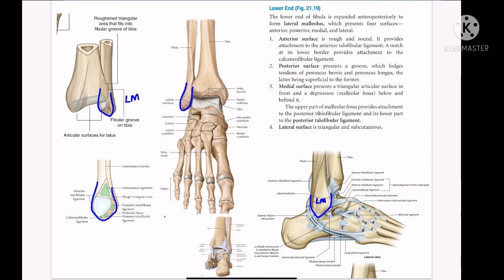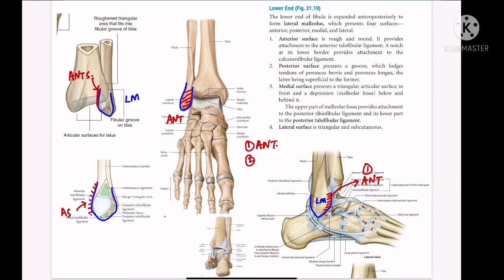In the side view or lateral view, the anterior surface is like this. This is the anterior surface. So the first one is the anterior surface. Number one, anterior surface. Number two is the posterior surface.